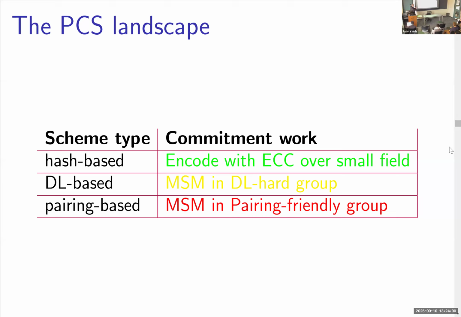So in the discrete log, the DL-based schemes, the commitment usually consists of a multi-scalar multiplication over a discrete-log-hard group, an elliptic curve group. All right, so we'll see an example pretty soon. And in the pairing-based schemes, the commitment is also done via multi-scalar multiplication, but it has to be in a pairing-friendly elliptic curve group. That requirement to be pairing-friendly and secure at the same time can sometimes slow down the efficiency of the group operations.